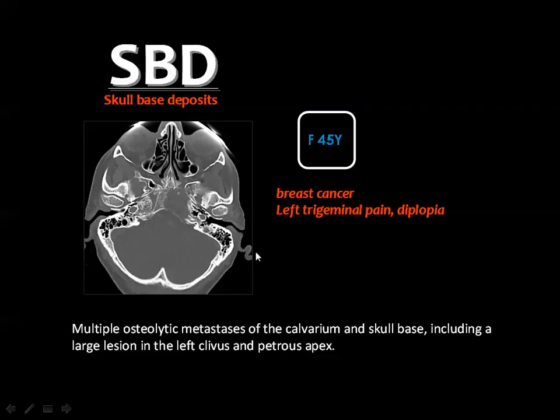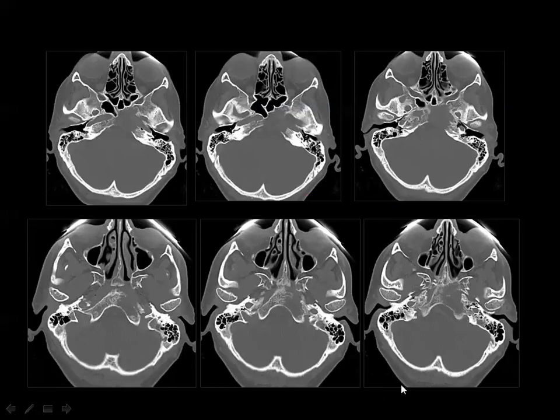In this patient with left breast cancer and left trigeminal pain as well as diplopia, you can see there is a destructive mass involving the apex of the petrous bone, and this was a metastatic deposit. And these are the remaining imaging series of the same case.